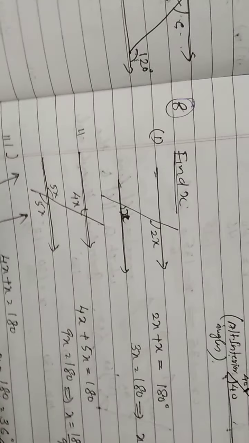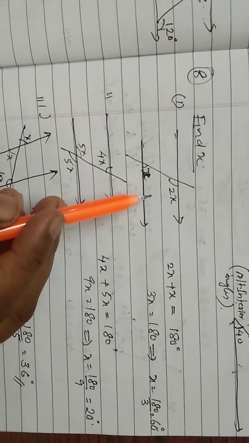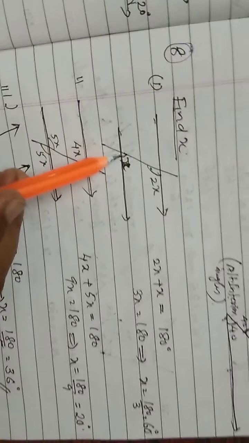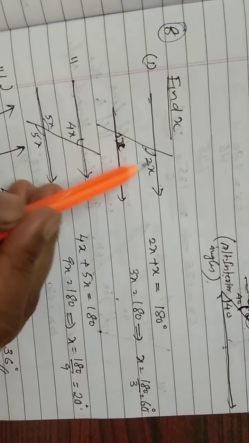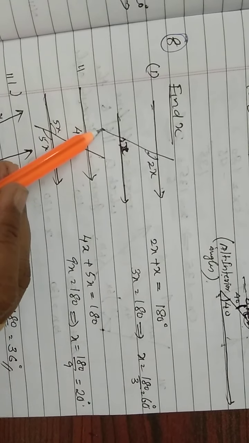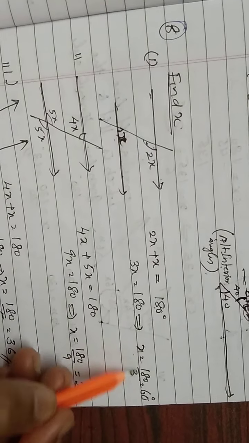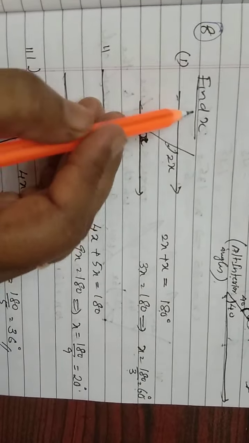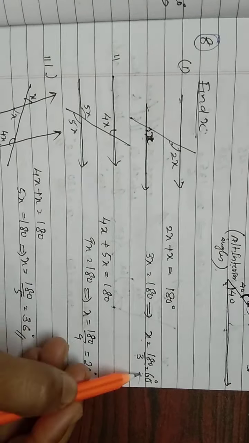Okay, next set of questions: find x. Angles are not given, but using the condition for parallelism, you have to solve the question. This angle is given as 2x, and this is given as x. But these lines are given as parallel. That means the sum of these angles is always supplementary because these angles are on the same side of the transversal. So 2x plus x equals 180, 3x equals 180, x equals 180 by 3 equals 60. We have to find only x, so we are stopping here. What is 2x? It is not asked, so only find x.